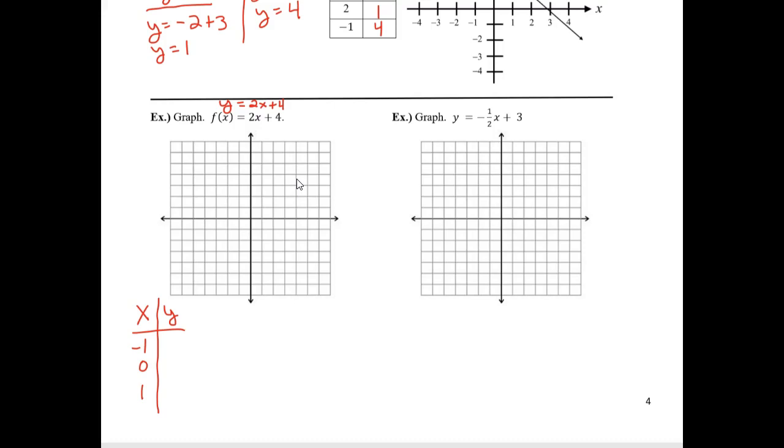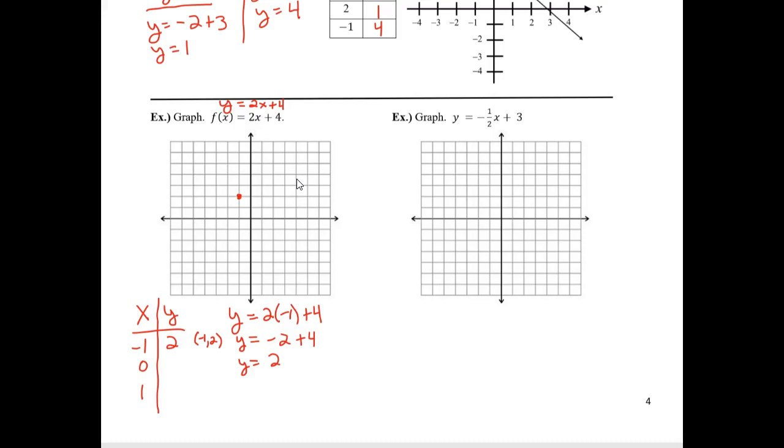So for my first coordinate, I'm choosing negative 1 for x. 2 times a negative 1 plus that 4, I get negative 2 plus 4, which is positive 2. So y equals positive 2. And that gives me the ordered pair, negative 1, 2. So from the origin, I go back 1, up 2.